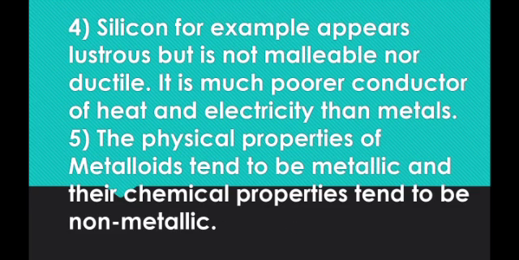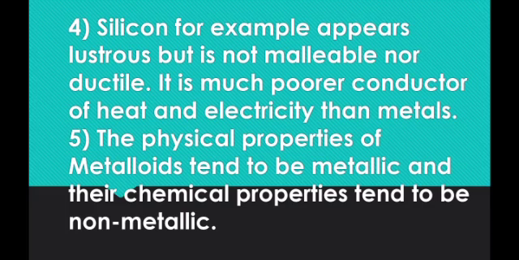Next, silicon, for example, appears lustrous but is not malleable nor ductile. It is a much poorer conductor of heat and electricity than metals. What is the meaning? Silicon is a shining material. Maybe it is malleable or ductile, that is no problem. So finally it is a poor conductor compared with the metals. Are you understood the meaning?